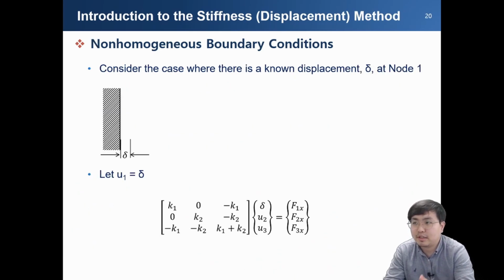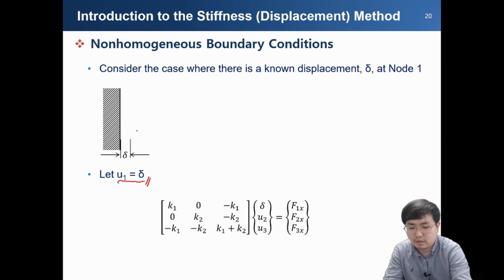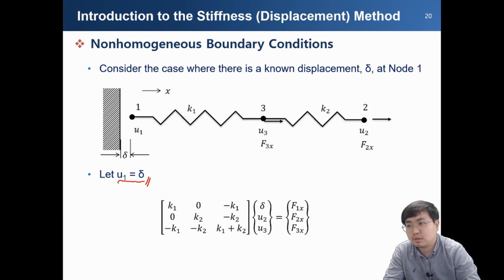So this is a non-homogeneous boundary condition. I already told you that a non-homogeneous boundary means that we are going to apply some specific value, delta, in the boundary condition. So the first nodal point of the spring moves by this amount. Similarly, we can obtain those equations.